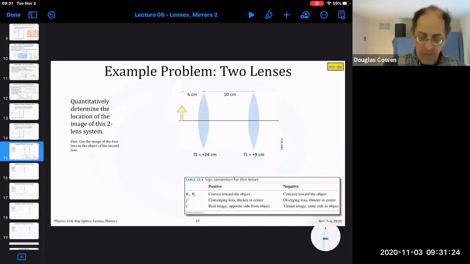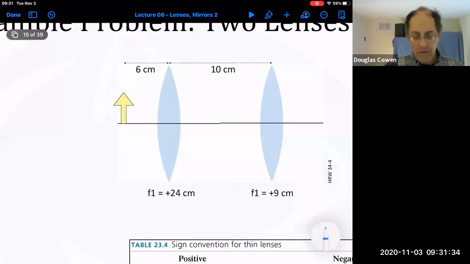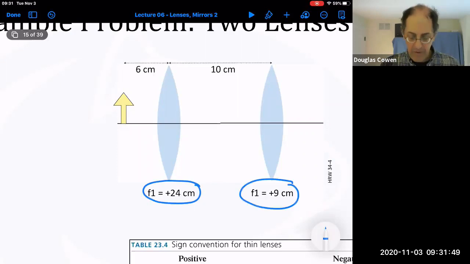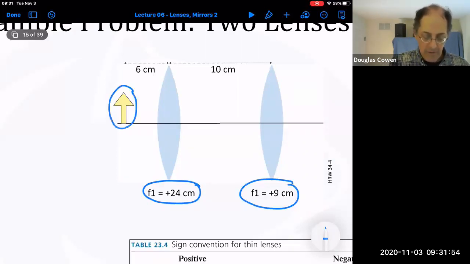So lastly, I'd like to cover a problem using two lenses. And the idea here is to use the image of one lens as the object for the second lens, and then find its image. And that will be the image of the two lens combination. So these two lenses here have two different focal lengths, +24 and +9 centimeters. The object is initially 6 centimeters to the left of the first lens, and the two lenses are 10 centimeters apart.